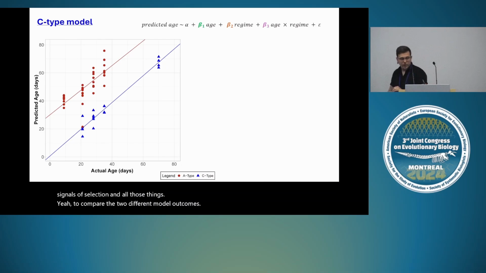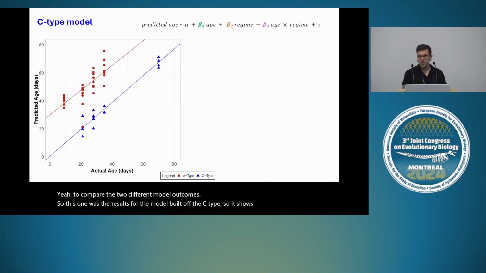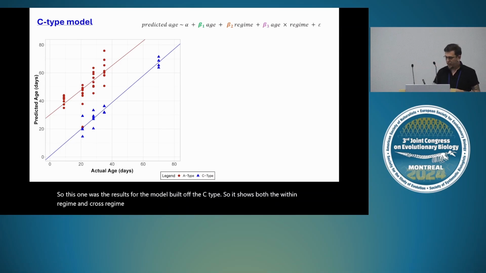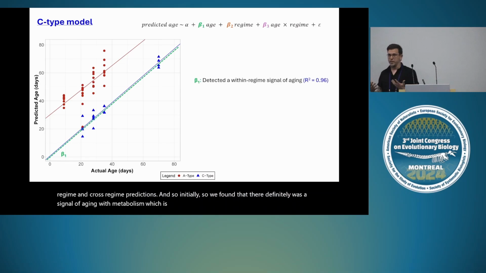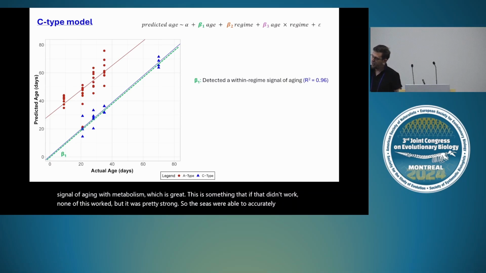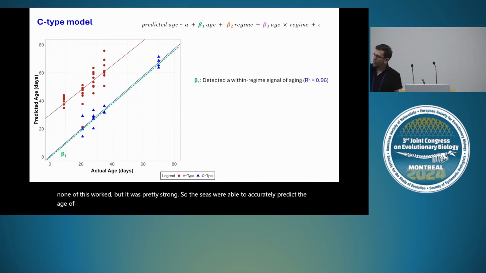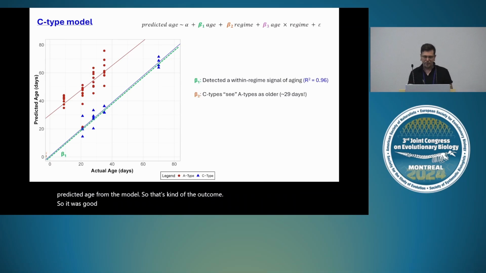So this one was the results for the model built off the C types, so it shows both the within regime and cross regime predictions. Initially, we found that there definitely was a signal of aging within the metabolome, which is great. This is something that, if that didn't work, none of this worked. But it was pretty strong, so the Cs were able to accurately predict the age of other Cs. On the x-axis, we have the actual age in days, and the y is the predicted age from the model, so that's the outcome. So it was a good fit there.